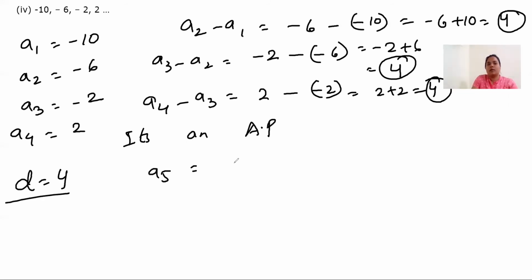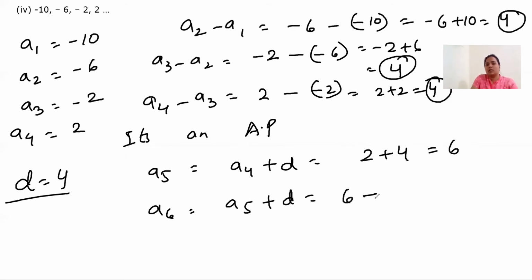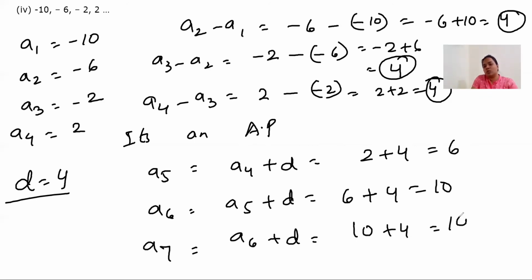So next fifth term is A4 plus D, 2 plus 4, 6. A6 is A5 plus D, 6 plus 4, that is 10. A7 is A6 plus D, that is 10 plus 4, that is equal to 14. So three terms are 6, 10 and 14.